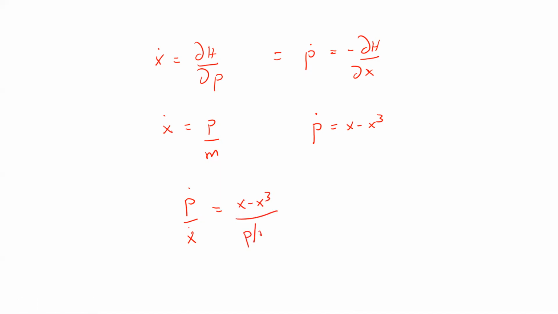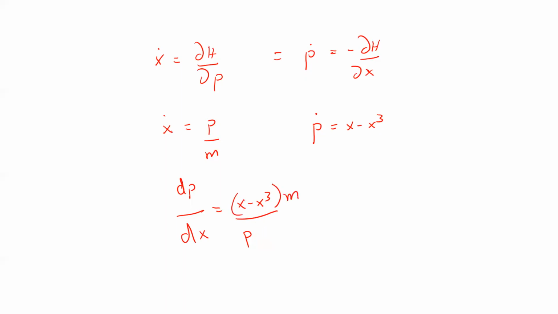Now we take all the p's to one side and the x's to the other side. We will solve this equation by means of the separation of variables method. p dot is nothing but dp by dt, and x dot is nothing but dx by dt. So this just becomes dp by dx, and the m will go to the numerator, obviously.